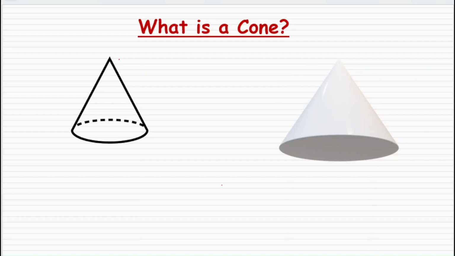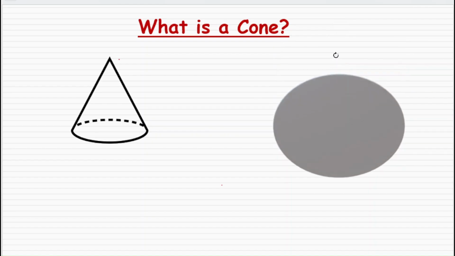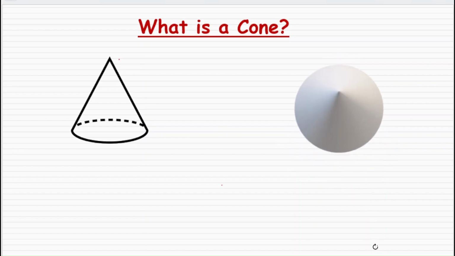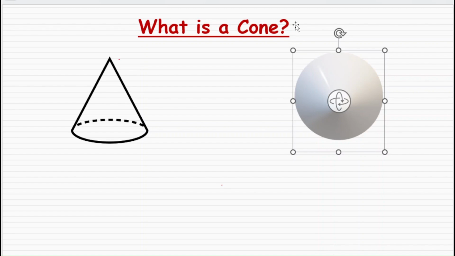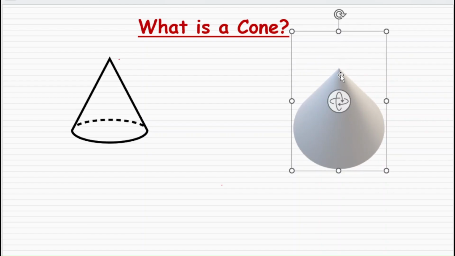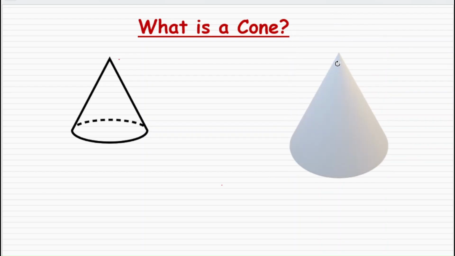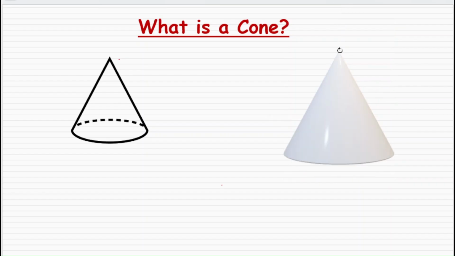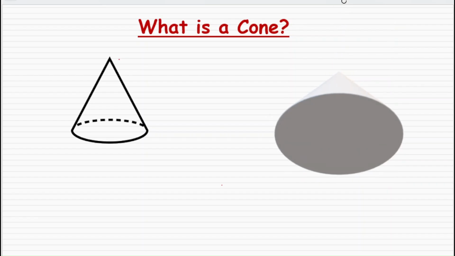So let me show you a little bit of 3D animation for this one. Look over here. This is the circular base, and if you can see from the tip, all of this is the curved surface area. And this is the tip, which is called the vertex of the cone. This whole is the curved surface, and then on the bottom you have this circular base.